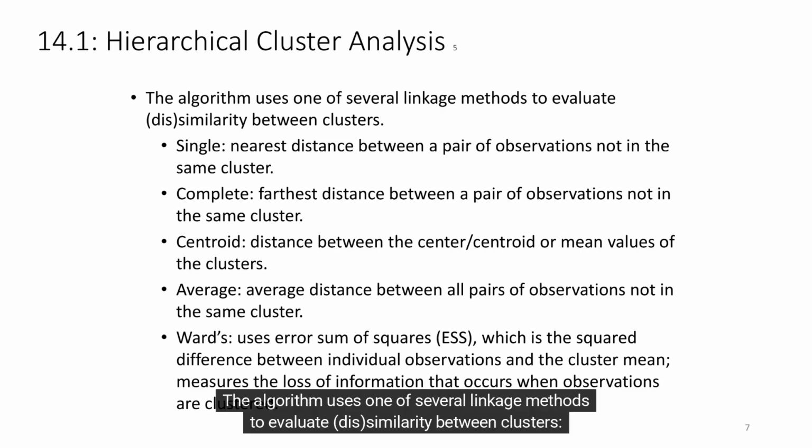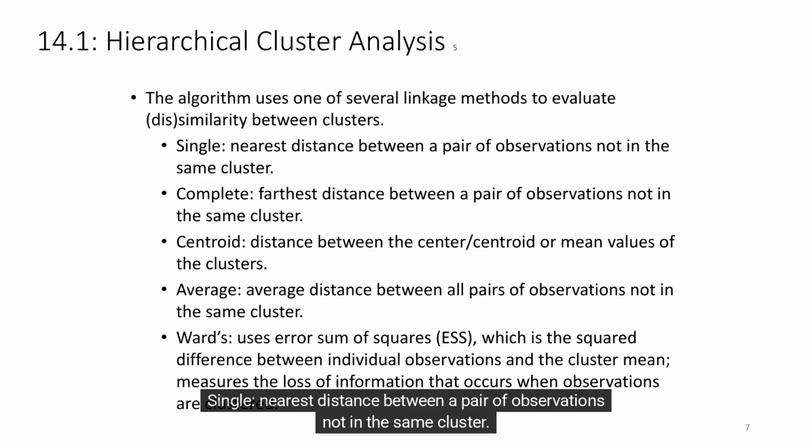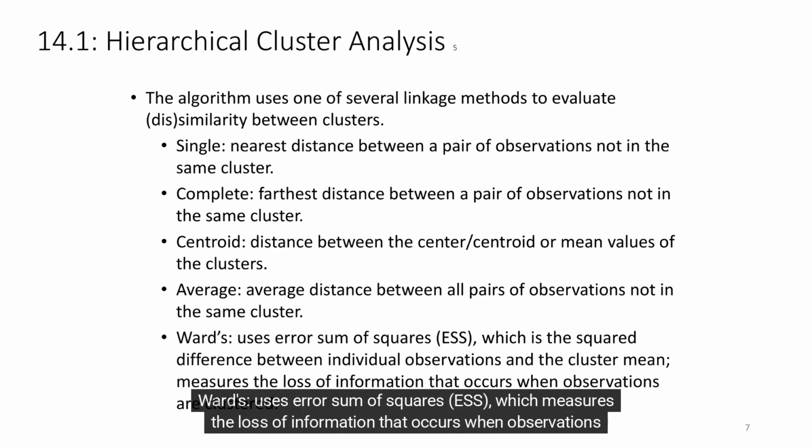The algorithm uses one of several linkage methods to evaluate dissimilarity between clusters. Single: nearest distance between a pair of observations not in the same cluster. Complete: farthest distance between a pair of observations not in the same cluster. Centroid: distance between the centroids, or mean values, of the clusters. Average: average distance between all pairs of observations not in the same cluster. Ward's uses error sum of squares, ESS, which measures the loss of information that occurs when observations are clustered.